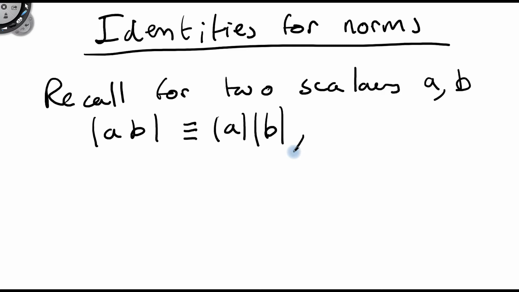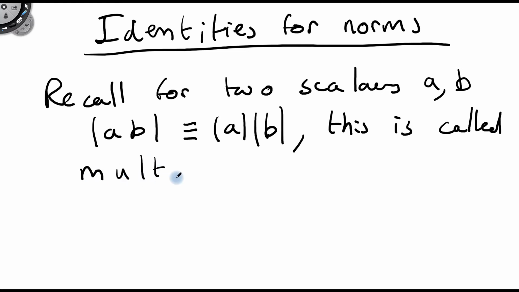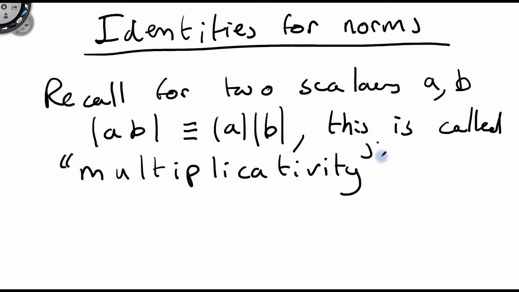And you may not have called it this, but this is called multiplicativity. This is where we're going to get a bit tongue-tied, I'm afraid. Multiplicativity. Okay, so this is multiplicativity. For scalars we have that identity. So the question is, is there an equivalent for matrices? And it turns out there is.